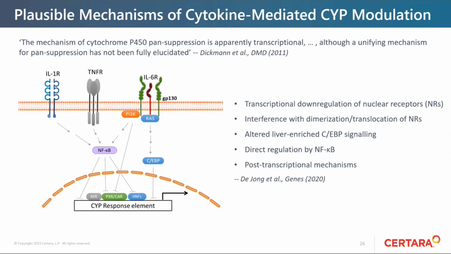The mechanism of cytokine-mediated CYP modulation is apparently transcriptional, although the mechanism can be cytokine-specific. This graph illustrates some plausible mechanisms for some major cytokines, including transcriptional downregulation of nuclear receptors, altering the liver transcription factors, or directly affecting through NF-kappa B. Given the complexity and the still limited knowledge of the mechanism, to model the cytokine-mediated CYP modulation, we are focusing on the crosstalk among the cytokine receptor and the cytokine modulator.